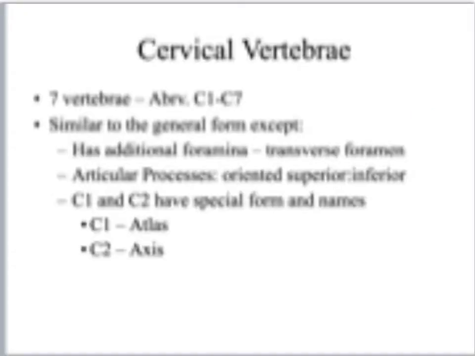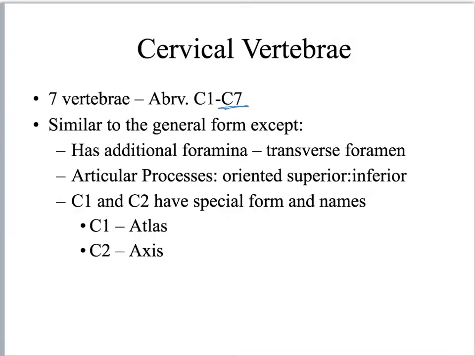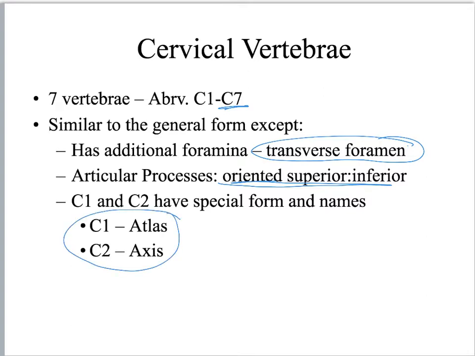All right, so I've already said that you've got 7 cervical vertebrae, okay? We can abbreviate that, C1, C2, etc. All right, same basic form. This slide is just collecting the information you need that's unique to each cervical. So, cervical vertebra, you've got a transverse foramen in each transverse process. The orientation of the articular processes, think of it kind of like sandwich bread right on top of each other. And then your C1 and C2 cervical vertebrae get special names, the atlas and the axis.